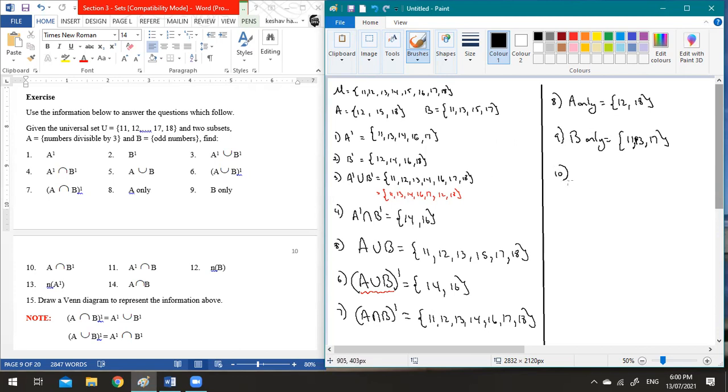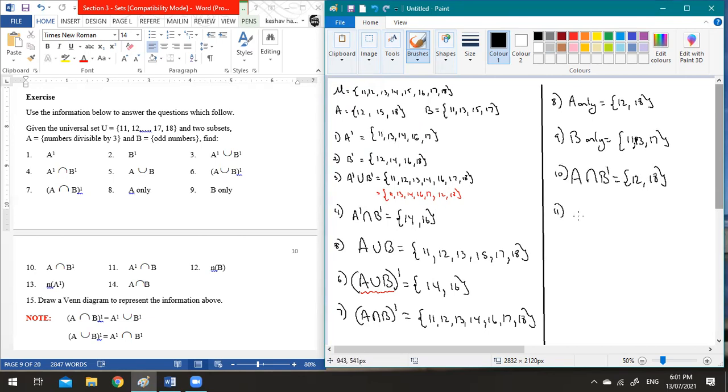Number 10, we have A intersect B prime. Now this is the A, and this is B prime. So what are the common elements between here and here? The common elements are 12 and 18. So you'll write 12 and 18.